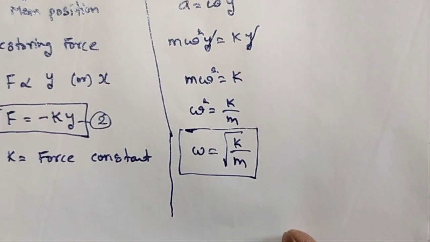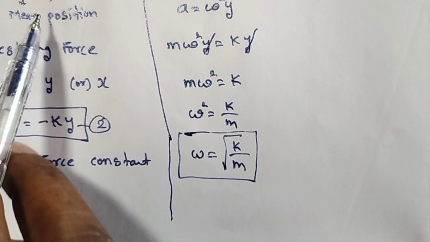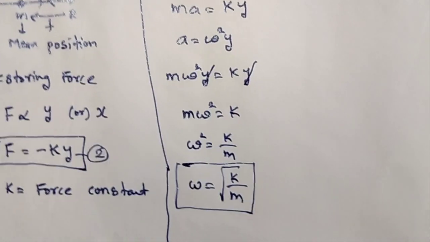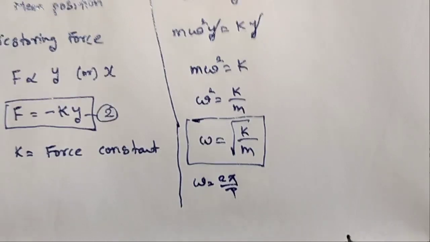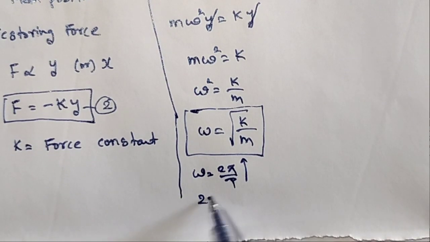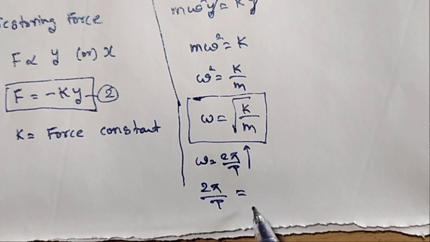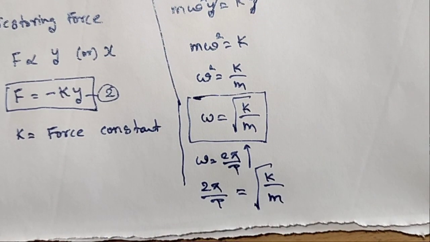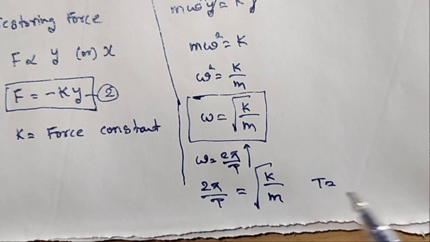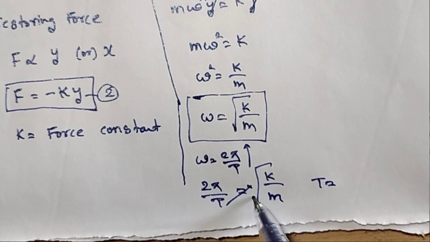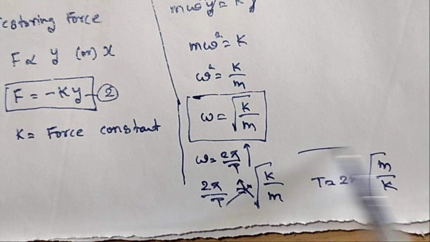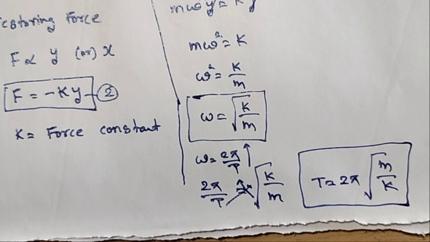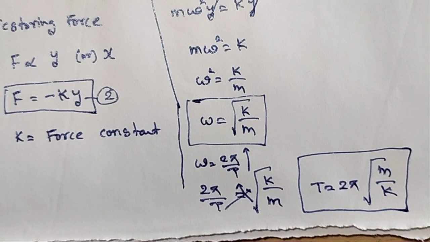Now, what is the time period of the particle moving in SHM under the restoring force? Omega is equal to 2 pi by T, we know that very well. Substituting in this equation, 2 pi by T is equal to root k by m. So T is equal to 2 pi under root of m by k. This is the time period of the particle in terms of the force constant k.